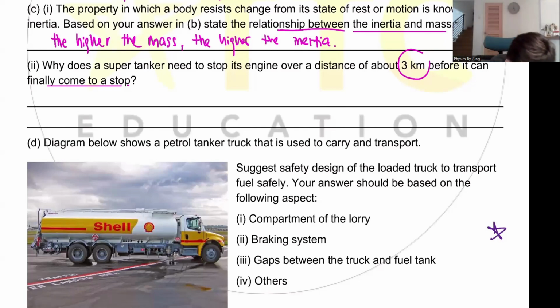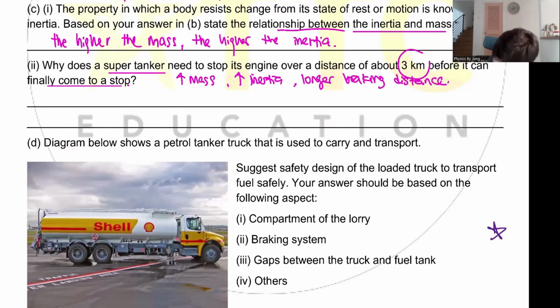Why? Because a super tanker obviously has a larger mass, so therefore it has a larger inertia. So therefore it requires a longer braking distance. Braking distance means that you need a longer distance to come to a stop. So that's what we mean by longer braking distance.